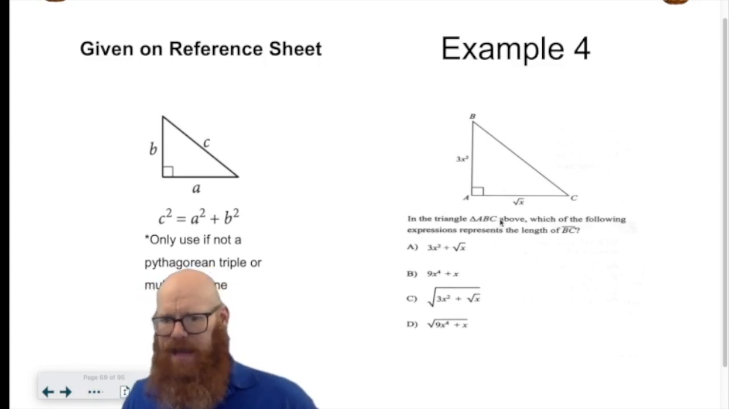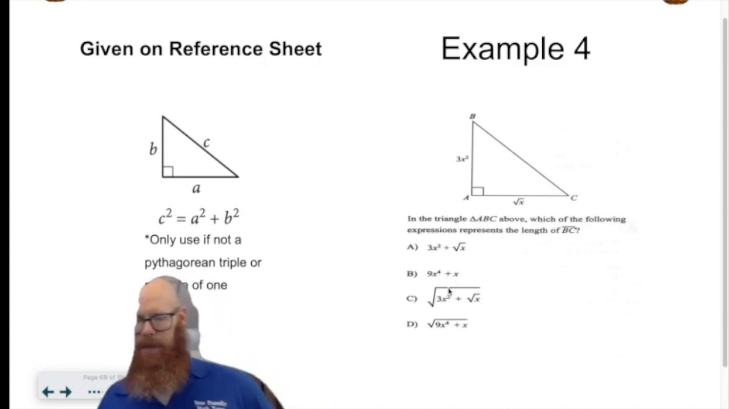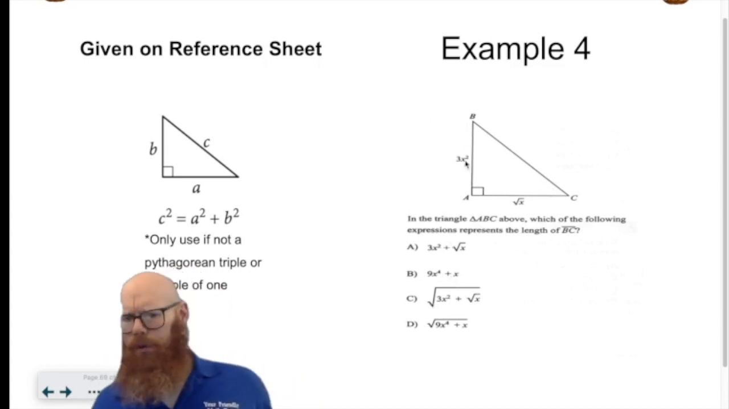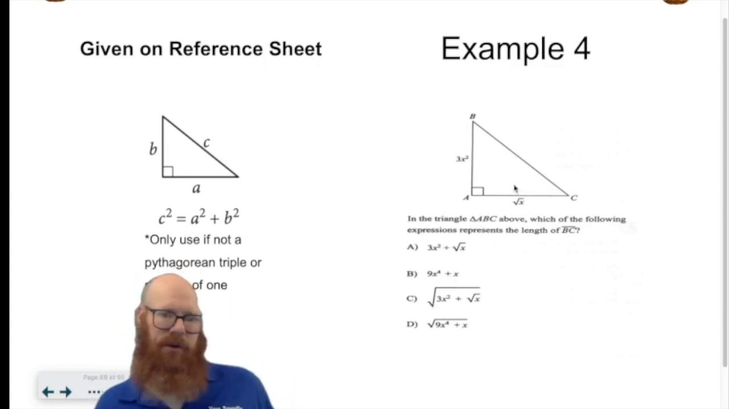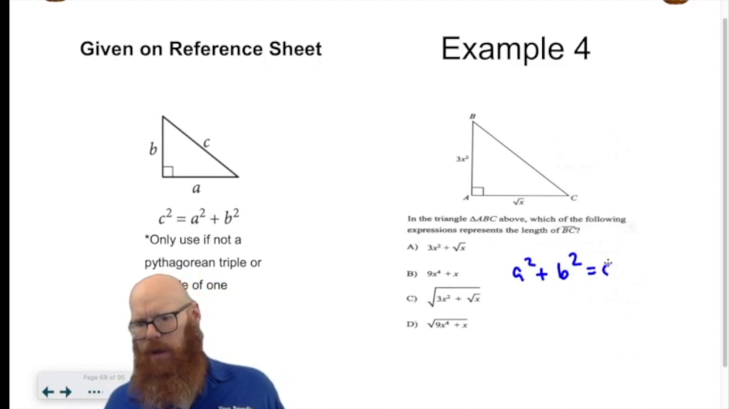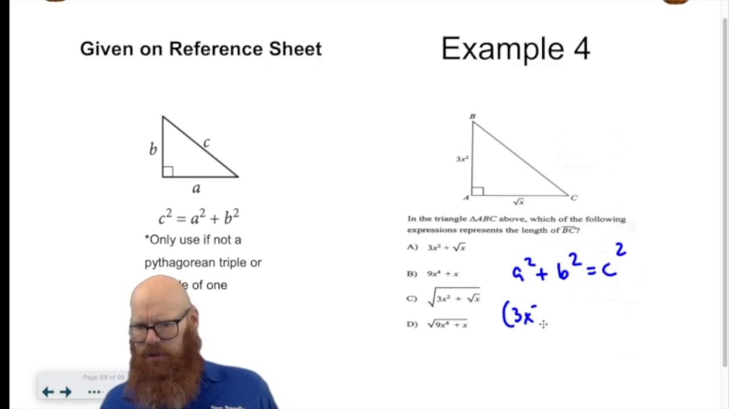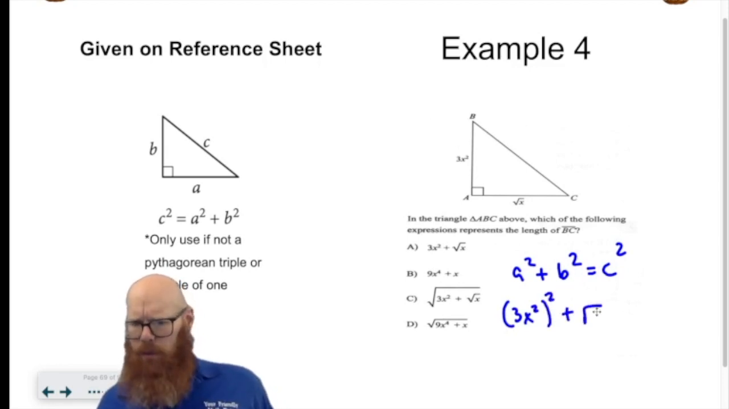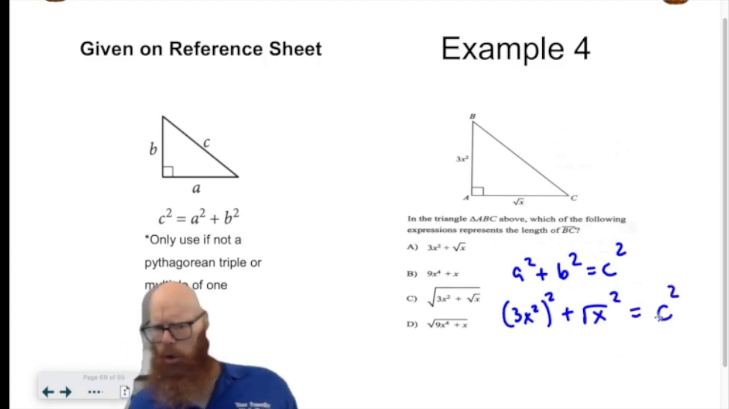Well, this one is asking us for the length of the hypotenuse, and it's a right triangle, so we're going to use the Pythagorean Theorem. But since we don't know the side lengths, we can't use a Pythagorean triple. We kind of have to use the theorem. So if we look at it as a squared plus b squared equals c squared, if I say a squared is (3x squared) squared, plus b squared, which is (root x) squared, equals c squared, and c squared is what we're looking for.